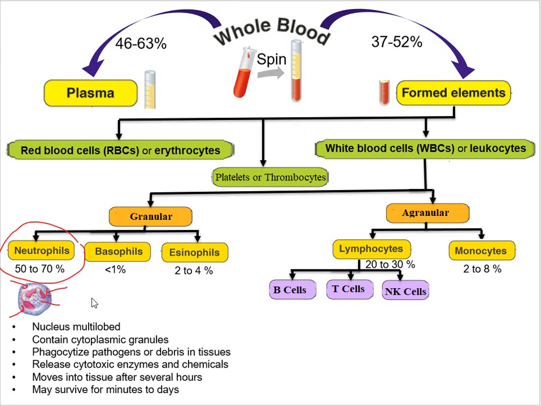So we have two characteristics to distinguish one of the 5 types of white blood cells. We look at whether it has granules. If it has granules, it's one of those 3 cells. If it doesn't have granules, it has to be one of those 2 cells. In addition to the granules, we look at the shape of the nucleus. In this case, it seems as if it has more than one nucleus.